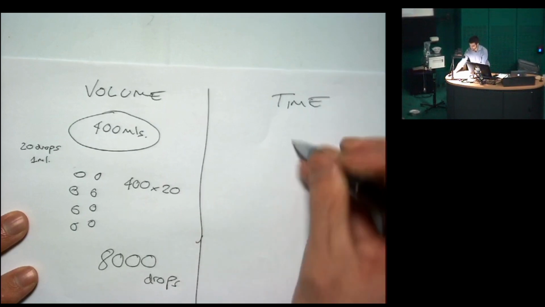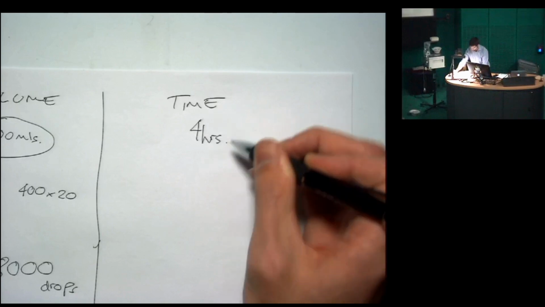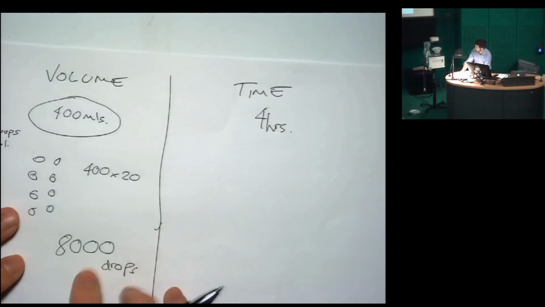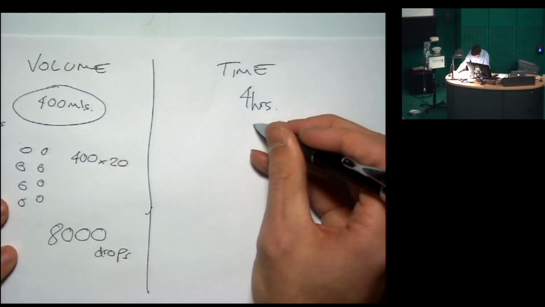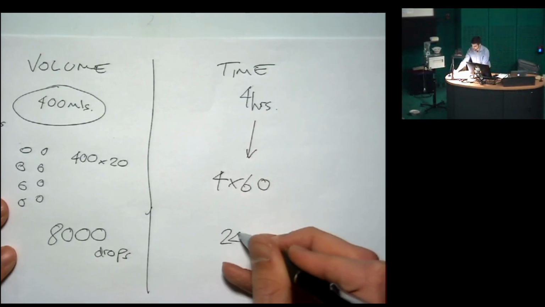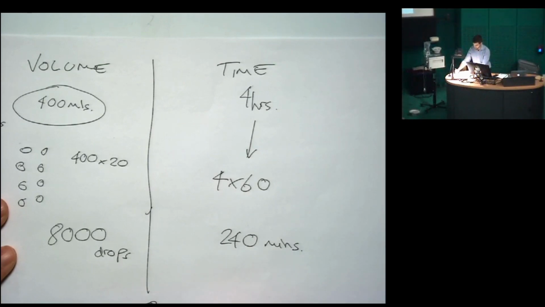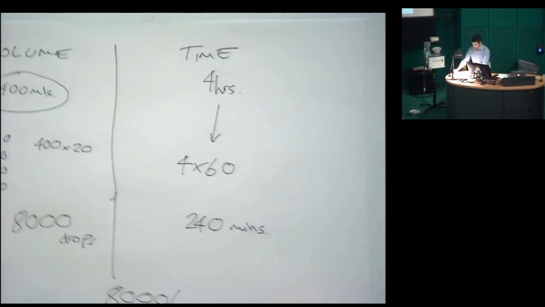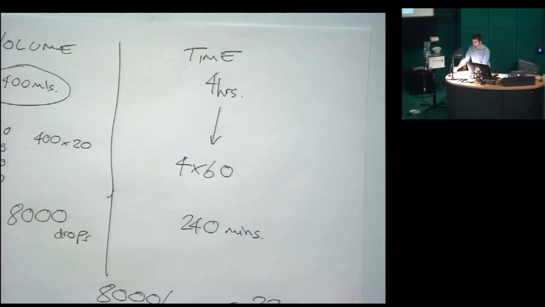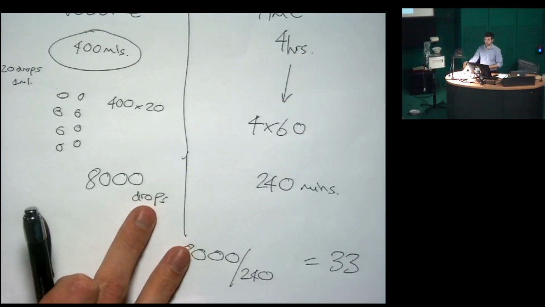Okay, and then time, they said 4 hours. But the question was asking drops per minute. So 4 hours times 60, so you get 240 minutes. And then you get your calculator out. You will have a calculator, 8,000 divided by 240, which equals, trust me, it's 33. So we're happy with that?